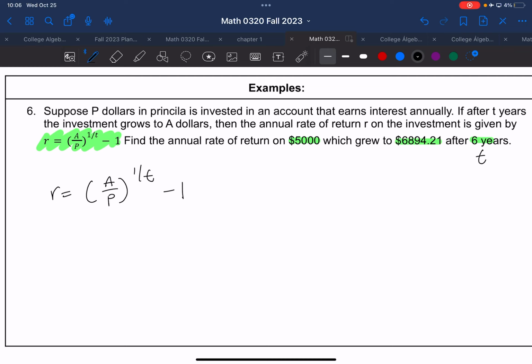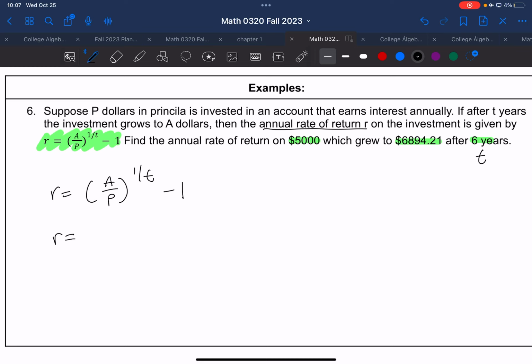What about that 5,000? So it started at 5,000 and then grew to that 6,000. So what would be 5,000 and what would be the new value? R would be the 6,000. Remember, R is our annual rate of return. And that's what we're trying to find. So we're trying to find R. So for sure we're going to have R in our problem.